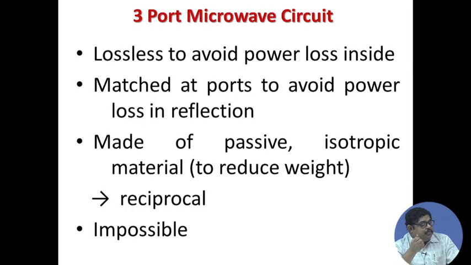So, that is why we also want that the device should be passive isotropic, and in terms of device terminology, we want that it should be a reciprocal device. That means we demand from a 3-port microwave device, our wish list, that it should be lossless, it should be matched at all the ports, and it should be reciprocal. Now, unfortunately, it can be shown mathematically, I am not going into that mathematics, but unfortunately, that is not possible. It is impossible.